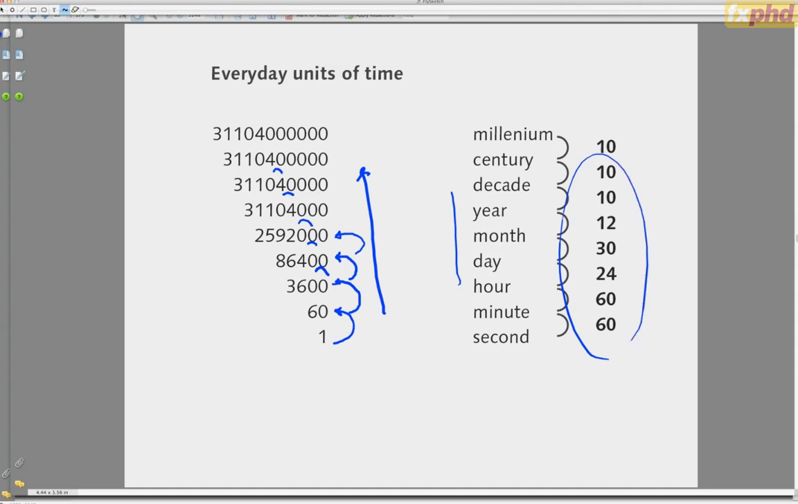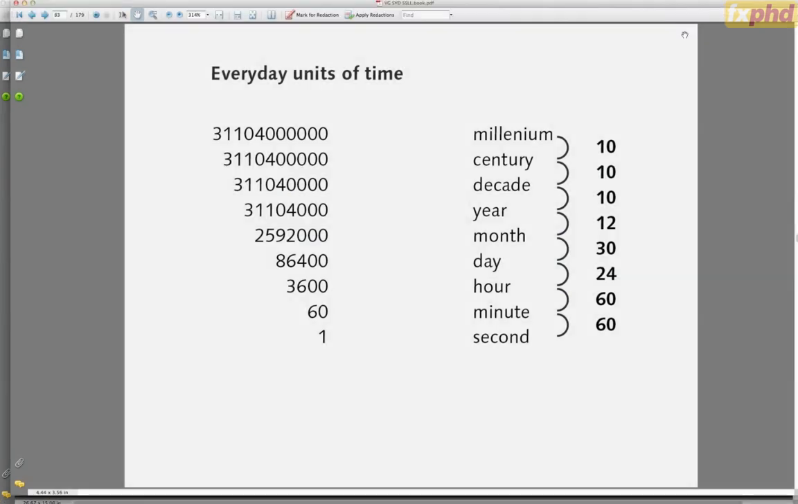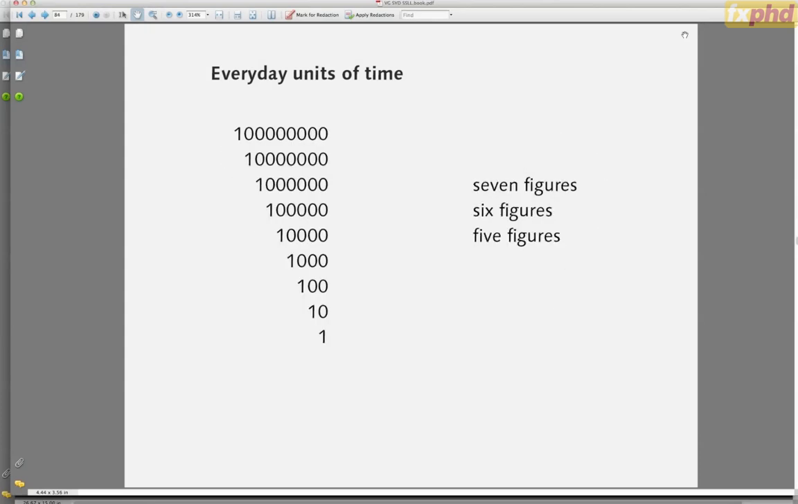So for science purposes, we'd like to choose more convenient multiples. One convenient multiple would be multiples of 10. And we talk in common language about 5 figures, 6 figures, 7 figures. We're basically referring to the total number of digits, not including the leading zeros. And the multiples there are multiples of 10, and that's a common one. In fact, that's called common logarithm.